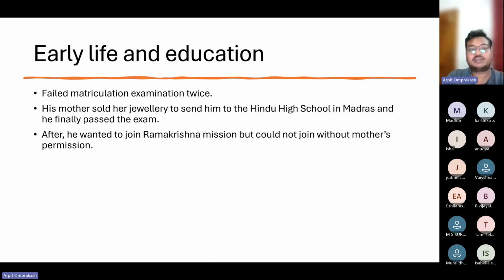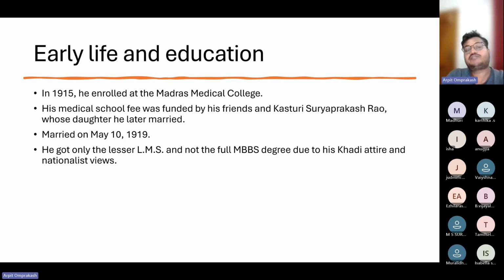However, he came back, and in his early life, he failed his matriculation exam twice, which is the 10th standard boards. His mother had to sell her jewelry to send him to Hindu High School in Madras, and he finally passed the exam there. After that, he wanted to join the Ramakrishna Mission, but could not join without his mother's permission. In 1915, he then enrolled in the Madras Medical College, and his medical school fee was funded by his friends and Kasturi Surya Prakash Rao, whose daughter he eventually ended up marrying on May 10, 1919.